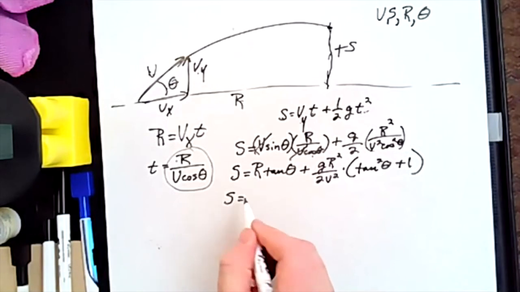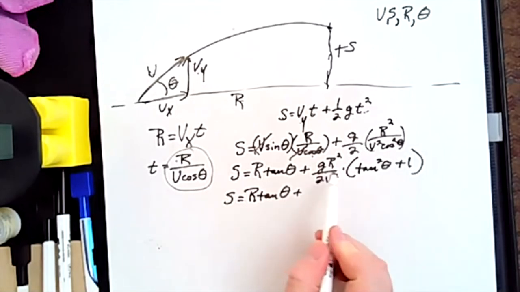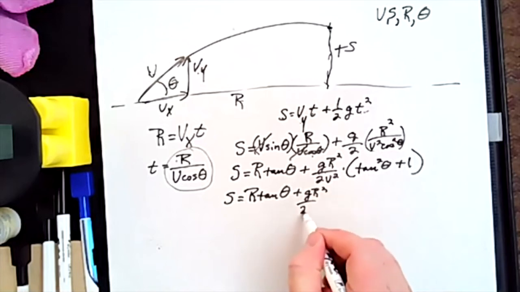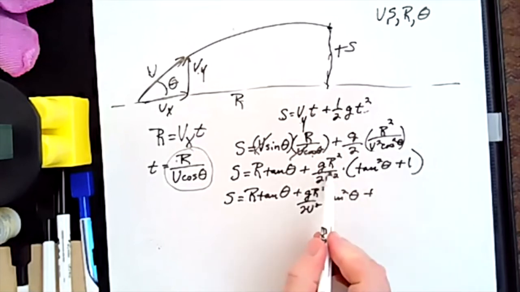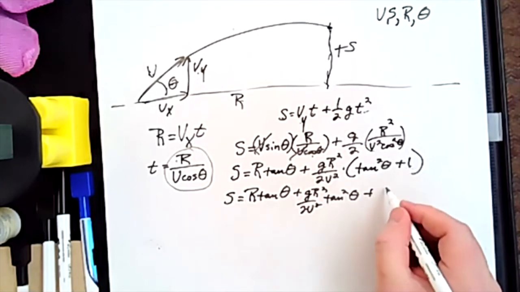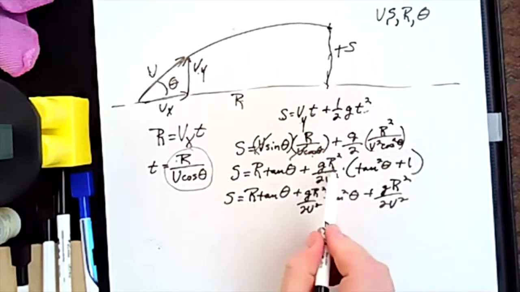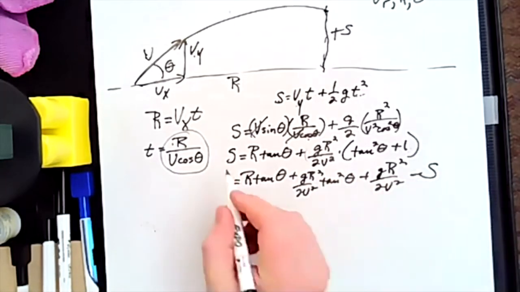Okay, so I have S equals R tangent theta. So I'm going to multiply this by tangent squared theta plus 1. So that's GR squared over 2V squared times tangent squared theta, plus, and I'm going to distribute this over the 1, right? So that's GR squared over 2V squared. I just distributed this thing through both of those, right? So what I can do here is take the S to the other side. So I'm going to subtract S over here, and I'm going to make this be a 0.